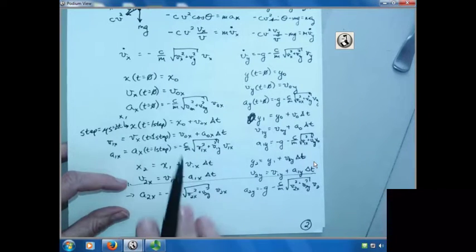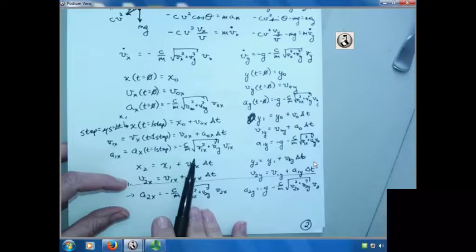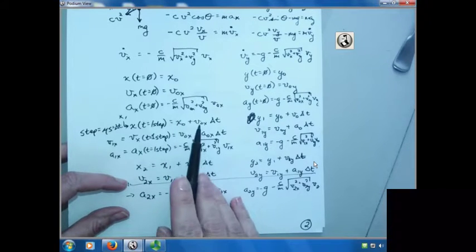So it's the same sort of expressions here, except that I took Grant's advice and I used v0x plus v1x and averaged them. All right.